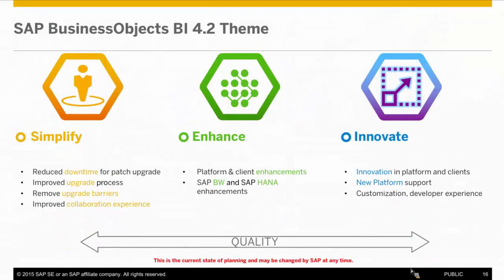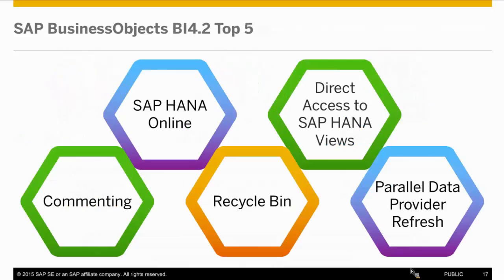So what are the themes that we have been building against for the 4.2 build? First one is simplify: simplify the life of IT, analysts and end users. Enhance the experience of the BI portfolio by further creating enhancements, but also improving and enhancing the access into SAP BW and SAP HANA. And of course, we continuously keep innovating our platforms. We have new platform support, we have new customization and a developer experience available within BI 4.2.